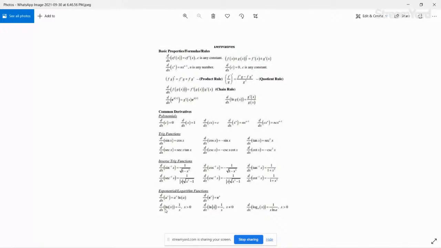Then thirdly, d/dx of ln x is equal to 1 by x. Similarly, d/dx of ln mod x is equal to 1 by x. The d/dx of log x base a, well, this is not the natural log, this is a separate one, and it is 1 by x ln a.